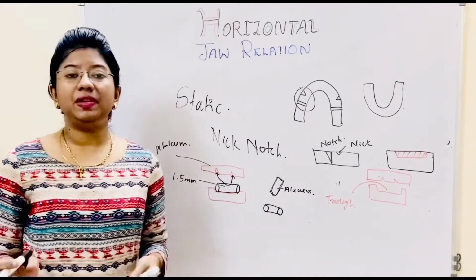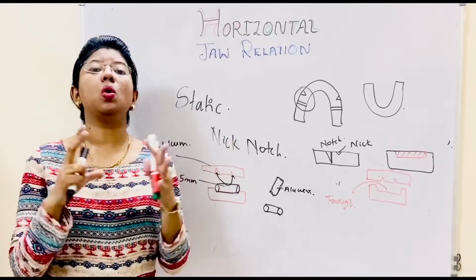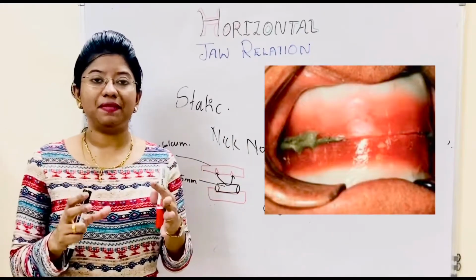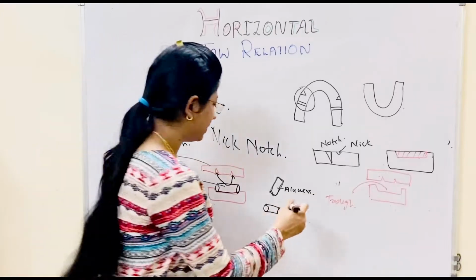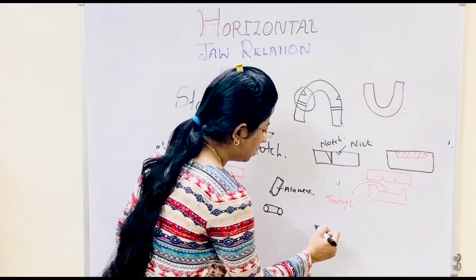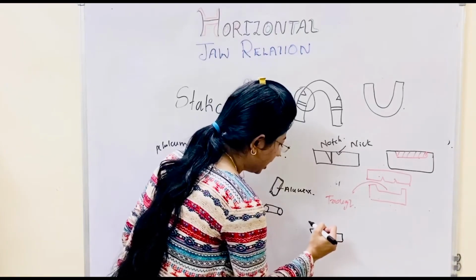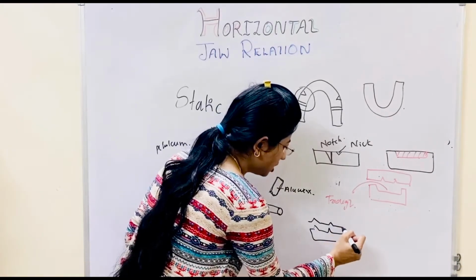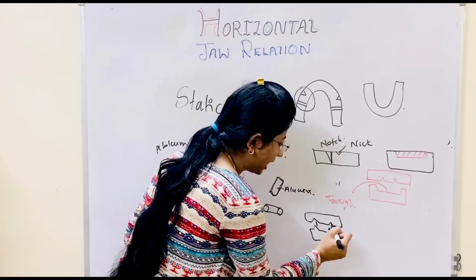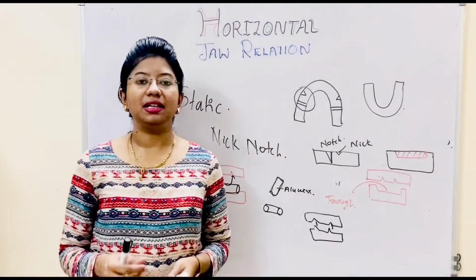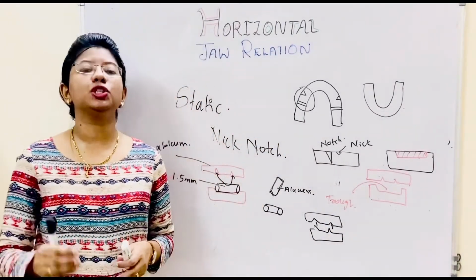The importance of nick and notch is that it will help us to orient the softened wax portion which we have used. What will happen when the patient closes? Now you will see there will be something like this on the lower rim, and here there will be indentations. So basically with this you can orient easily. That is the nick and notch method and it is the most followed one.